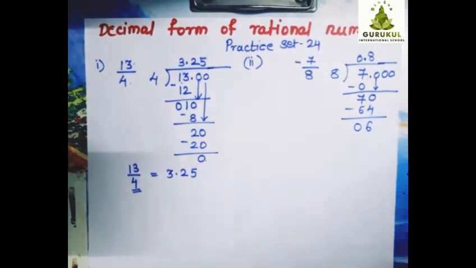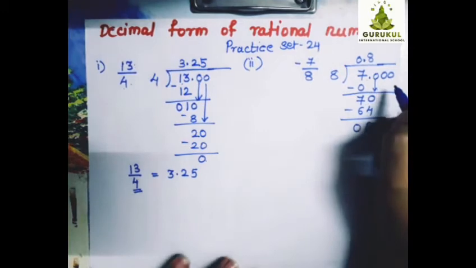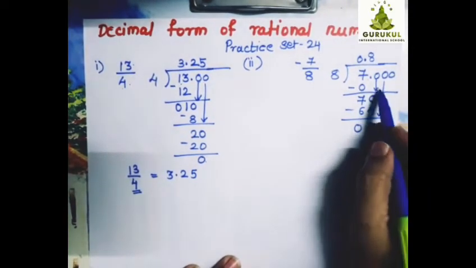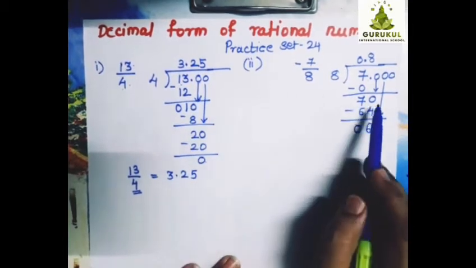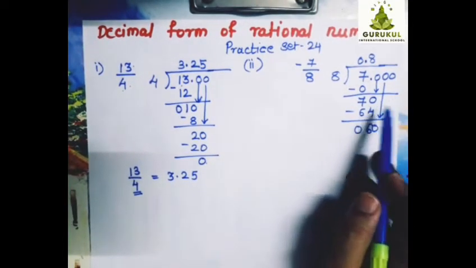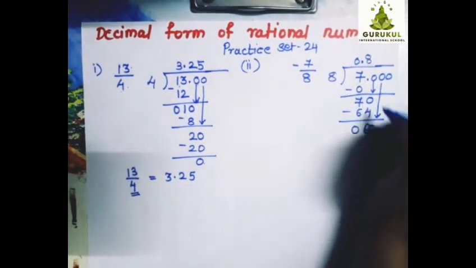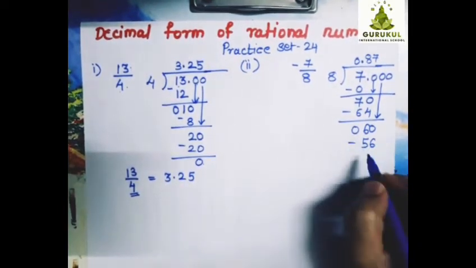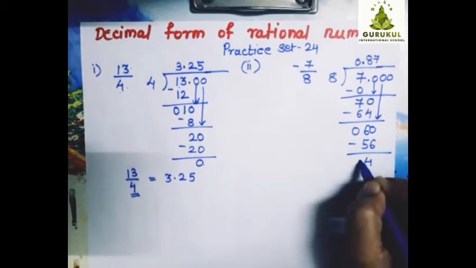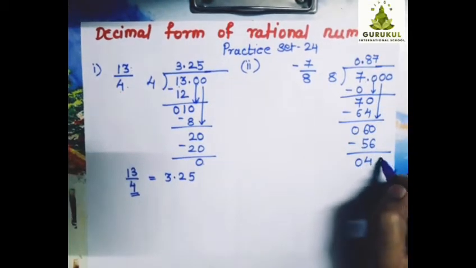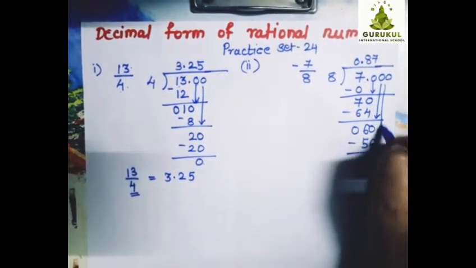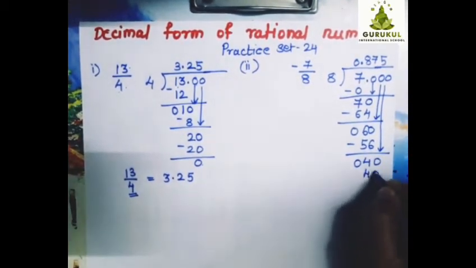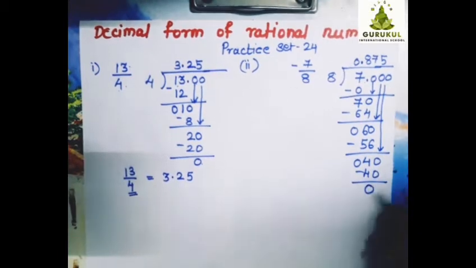Okay. Now again you will take 0 down. Now I am drawing this type of arrows to make you understand. It's not compulsory for you to draw the arrows. Then 8 7s are 56. 60 minus 56 will be 4. Okay. Again next 0 comes down, and 8 5s are 40. Okay. So here I got 0.